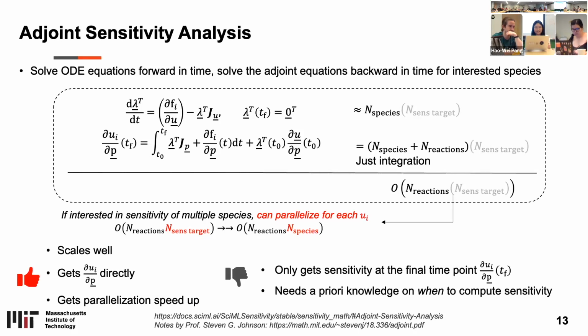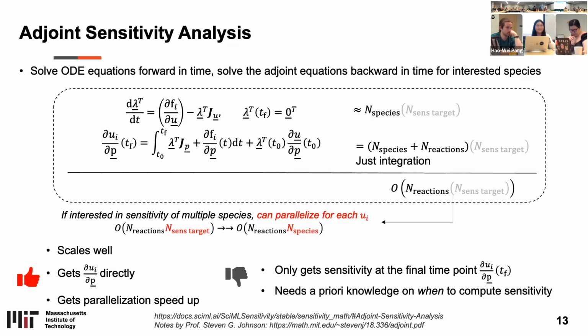The good thing about it is that it scales really well. You can get the sensitivity of one species directly against all parameters, and you can also get a parallelization speed up. How it works is that instead of solving in forward time, it forms these adjoint equations which you solve in backward time, and it uses some clever mathematical tricks to separate out the dependencies.